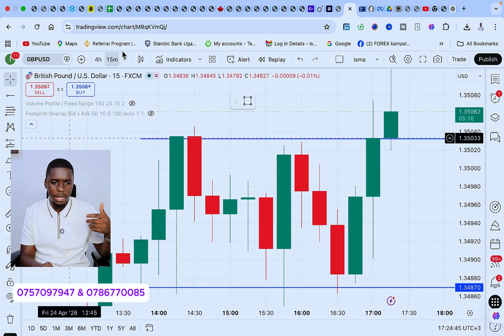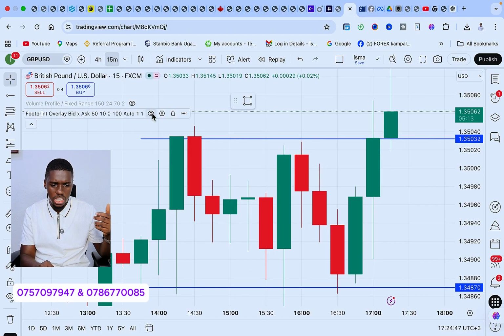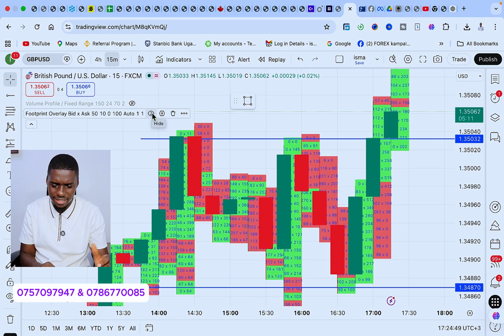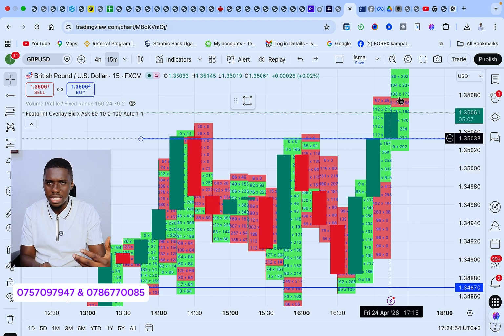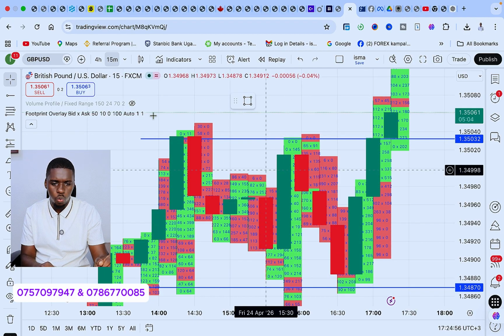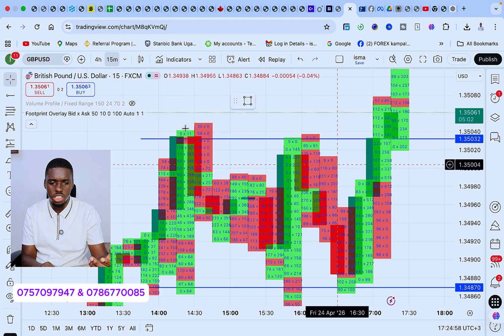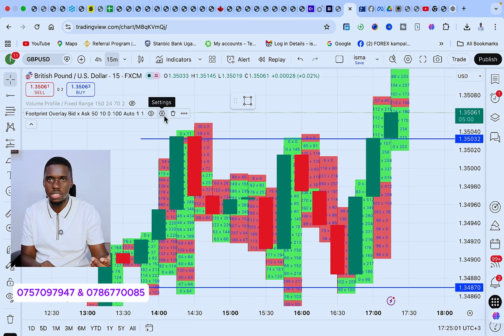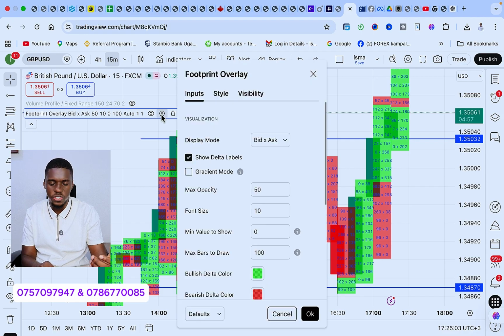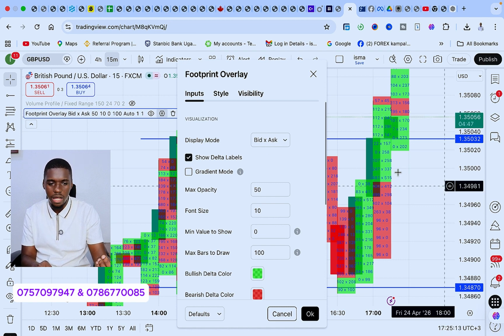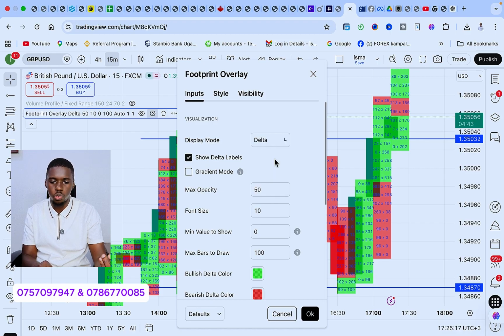Once you put it there, I already have it, it will reflect information like this, of the sort that I've just elaborated and showed to you, where we have the bid and the ask and a lot more. Yours may not reflect like what you see on my chart. Yours may simply show you the delta. To change it, you just come to the display, that is the settings of the footprint, and choose. By default, it comes with delta.